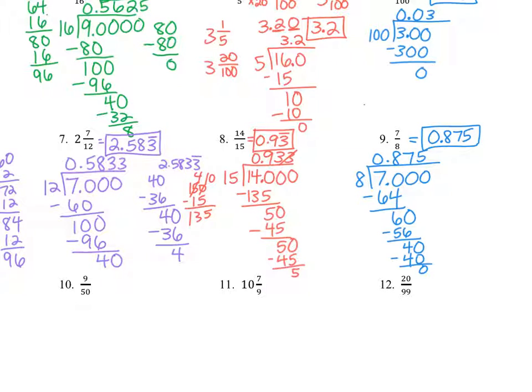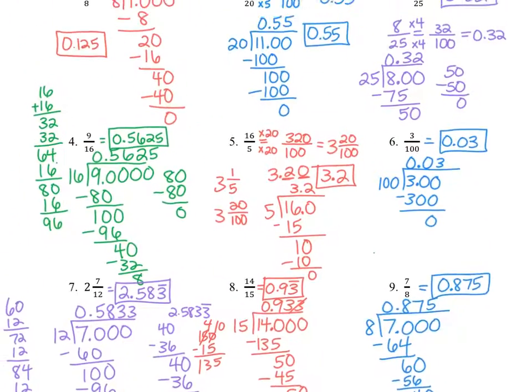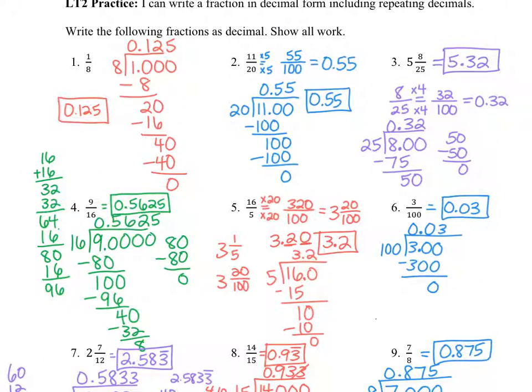Another way you could have looked at it is, if you look up here, we know that 1/8 is equal to 0.125. So for 7/8, we know that 1/8 plus 7/8 would give us a whole. So we could have just taken 1 minus 0.125, and that would have given us 0.875.